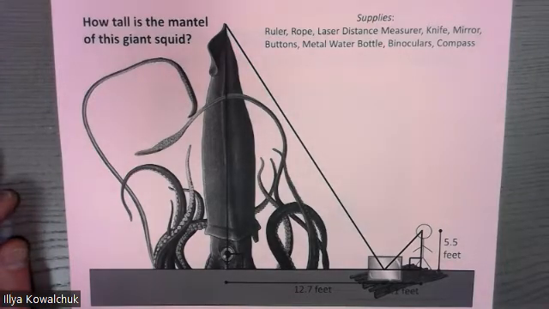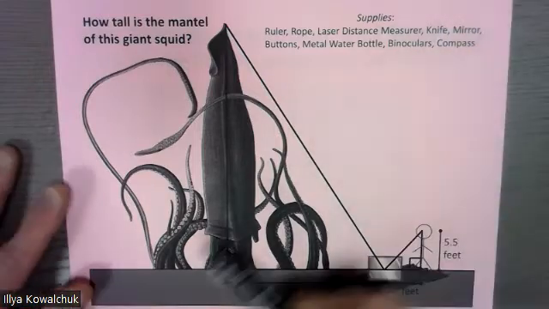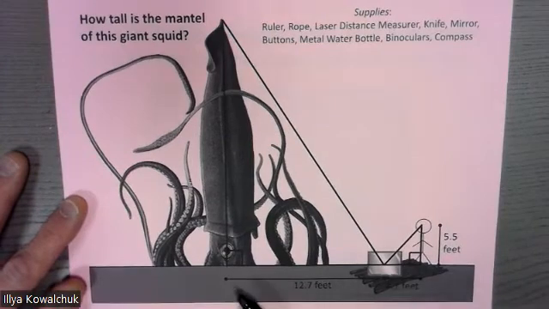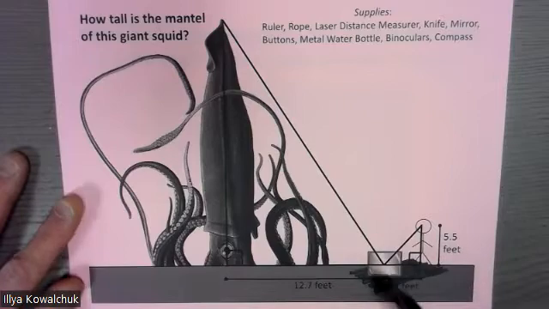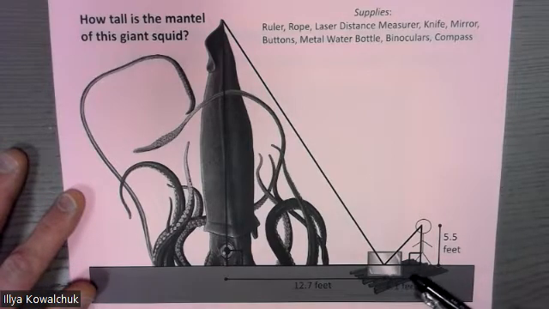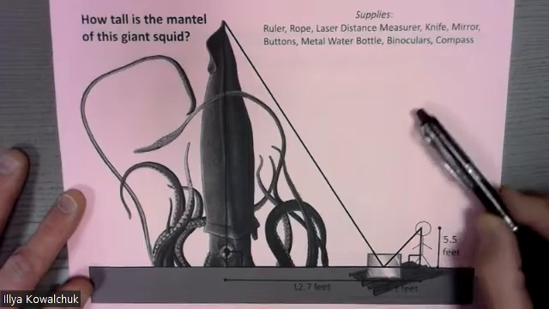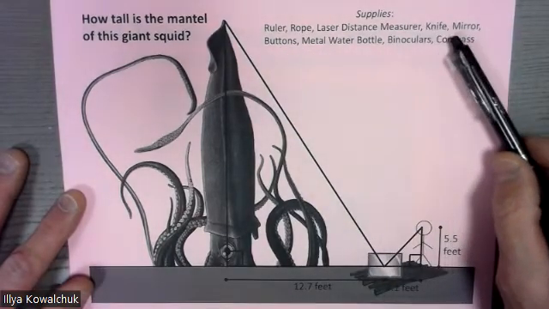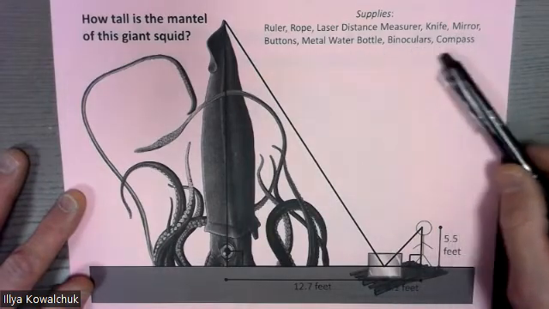So what we have, in this particular situation, is a gigantic mantle squid. And the mantle of the squid. This is sea level right here, going across. Let me point with my pencil. So we've got sea level here, and then the distance from the person who is abandoned on a raft and just so happened to have a laser measuring device, just because they had a ruler and a knife and a mirror and buttons and all this other stuff.